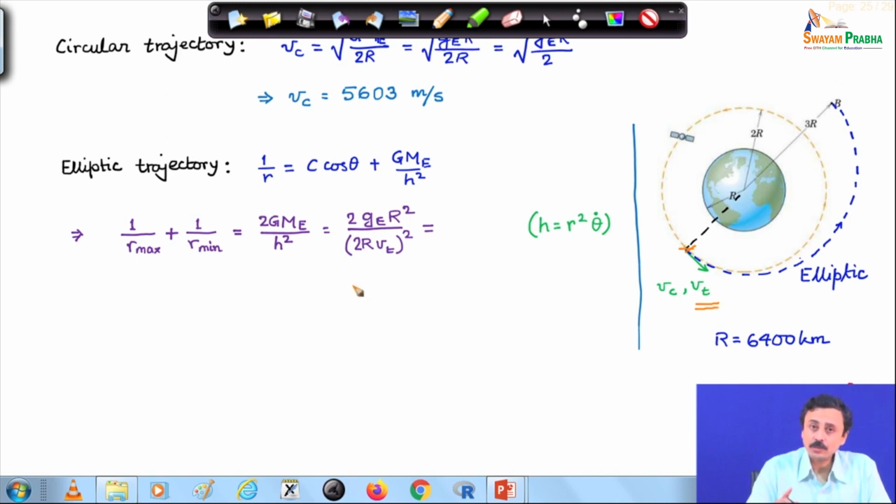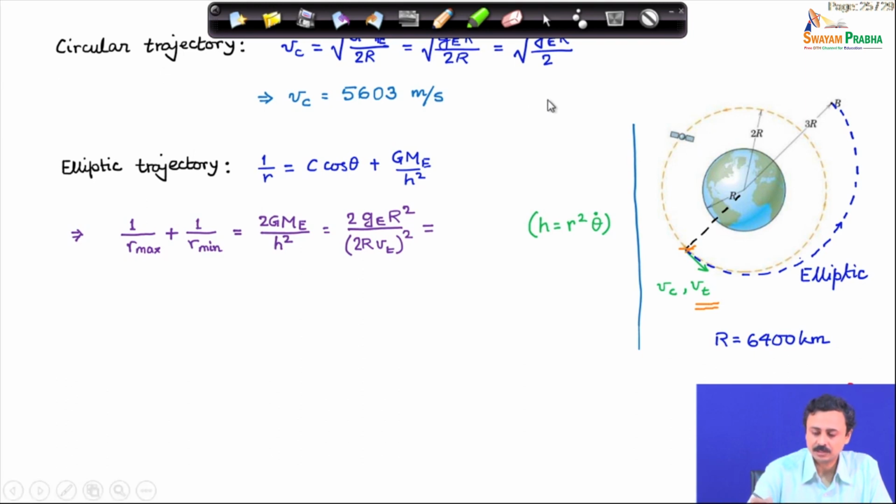Therefore, angular momentum per unit mass on the elliptic path is equal to 2r into v t, and that is squared, and this is going to remain constant. Remember, this h is going to remain constant. Now, this simplifies to the acceleration due to gravity on the surface of the earth divided by 2 times the tangential speed at this point on the elliptic path.